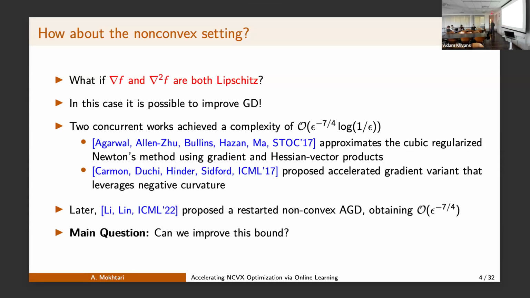Just to clarify, sorry if you already told us, but these algorithms only access the gradient, but not the second derivative? That's a very good question. This one only accesses the gradient. This one accesses Hessian-vector products. So you can approximate Hessian-vector products using gradients, but there is no access to the Hessian. It's not exactly the same as the setup of querying the Hessian.